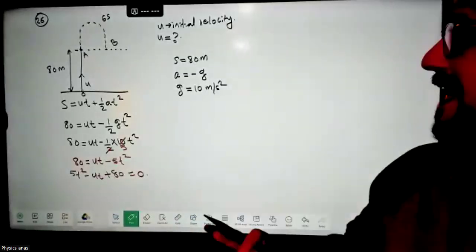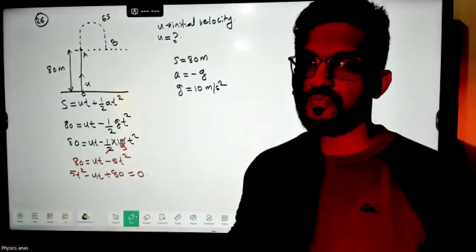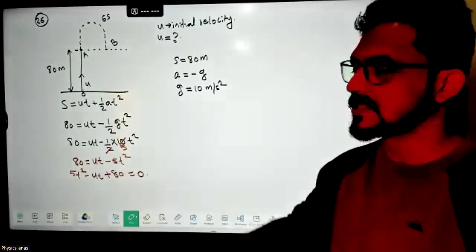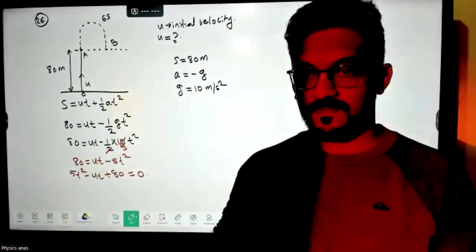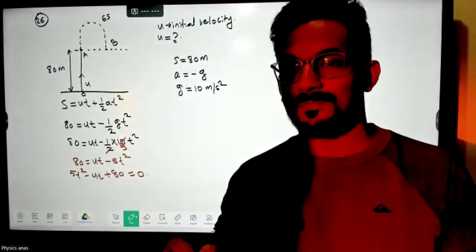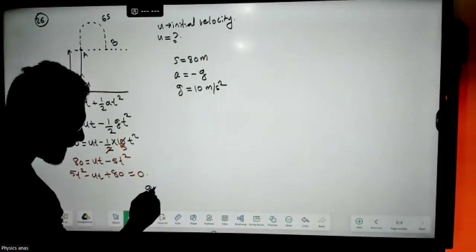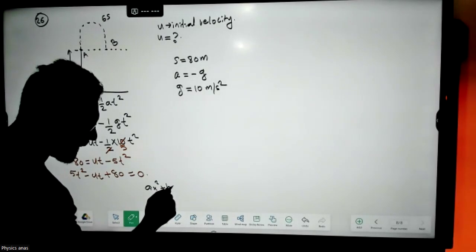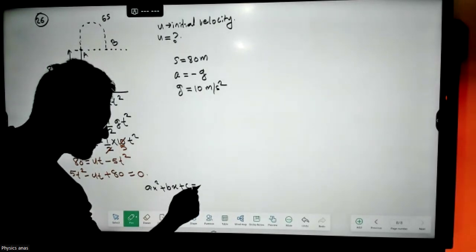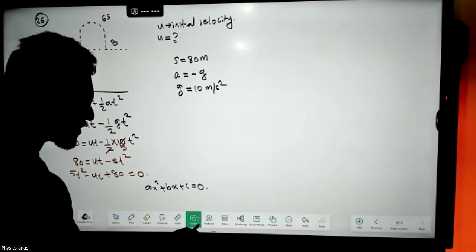There is no other data given to find t. There is only this data to find t. So you can solve this equation to find t. This is like a quadratic equation, ax square plus bx plus c is equal to 0. Okay, so we can solve this equation.